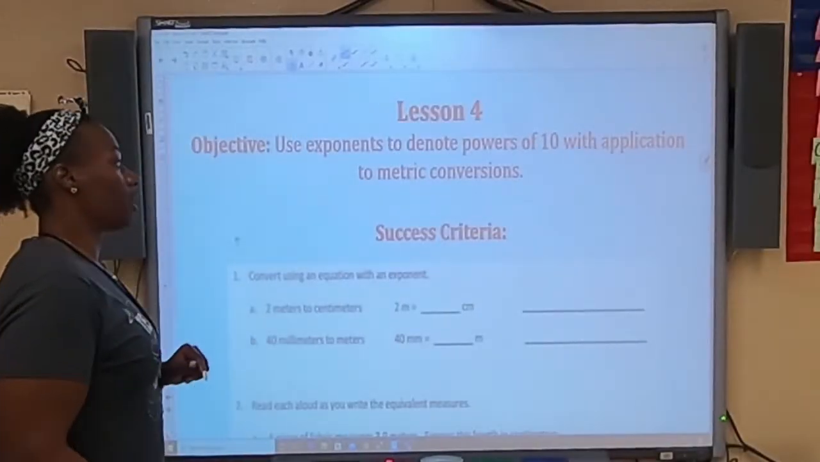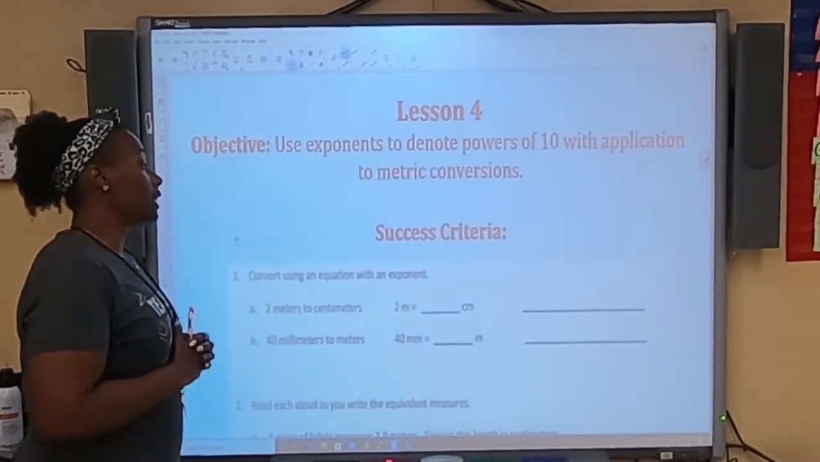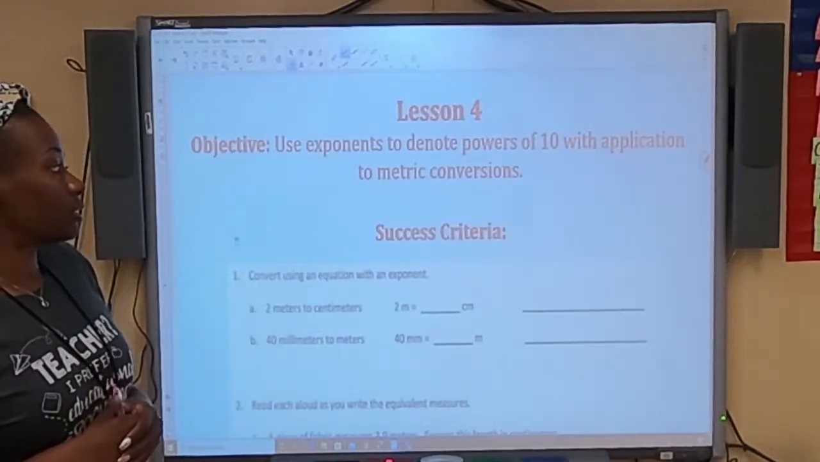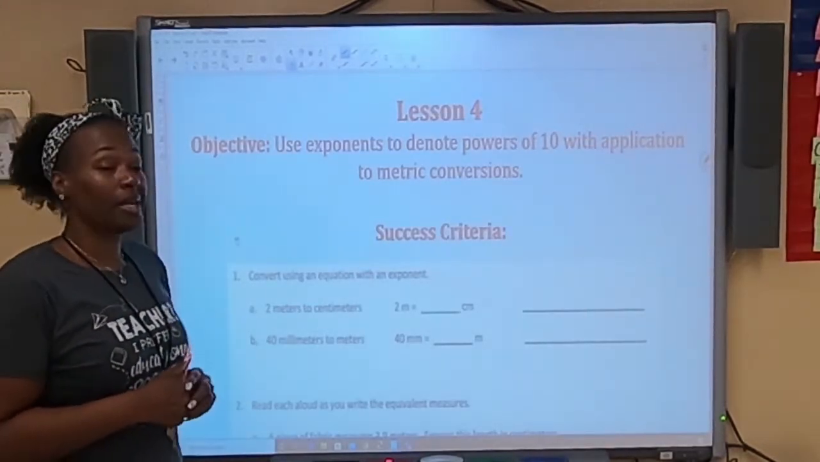Okay, today's lesson is Module 1, Lesson 4. In this lesson, we are going to learn how to use exponents to denote powers of 10 with application to metric conversions.